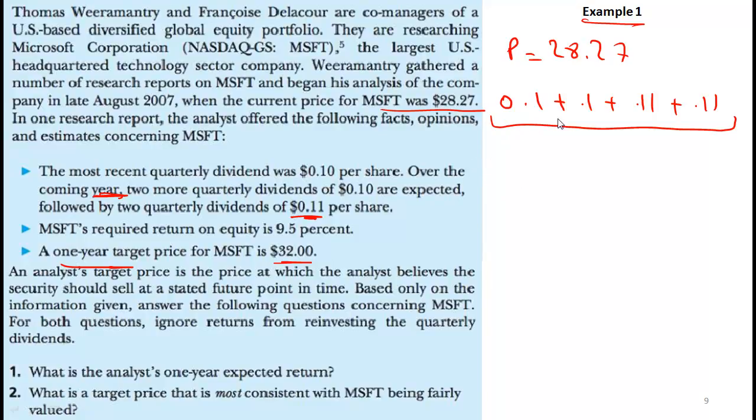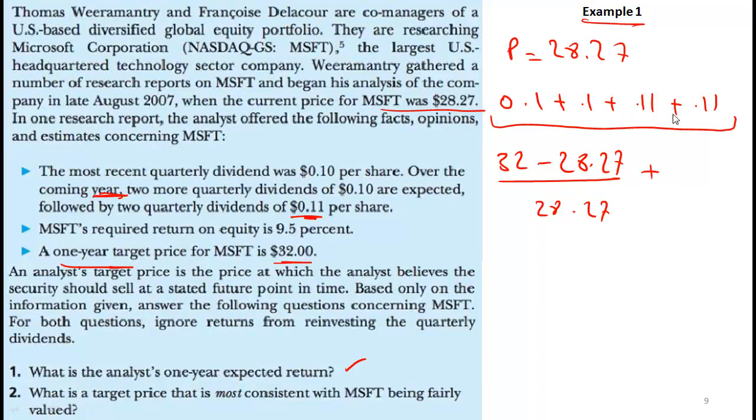Okay, so can you do this first part? It would simply be the gain, which would be 32 minus 28.27 over 28.27. That's the capital gain.